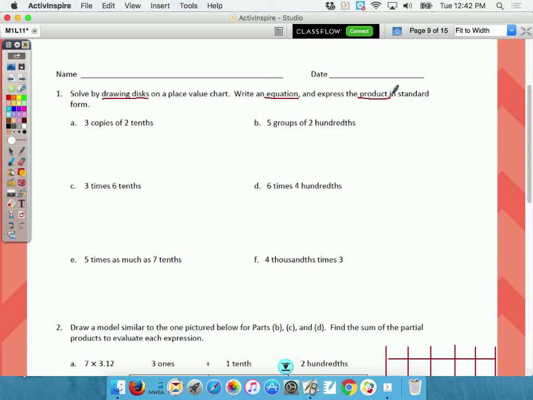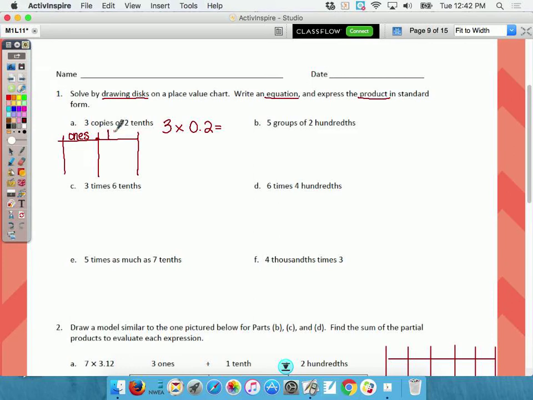Okay, so 3 copies of 2/10. Now I'm going to make a rule, okay? Write your equation first. So 3 copies of 2/10 looks like that. Now draw the place value chart. And I have to look at the place value of the number I'm multiplying. It's the tenths place. And the rule I'm telling you now is you need to start with the ones place, just in case there's regrouping.